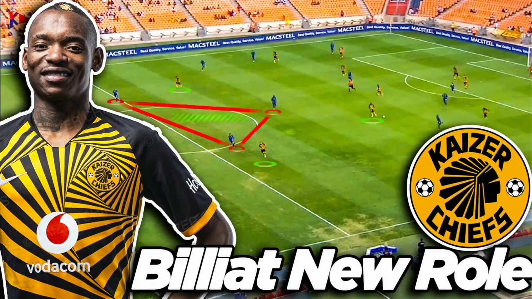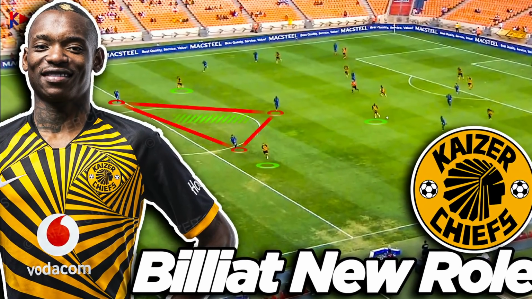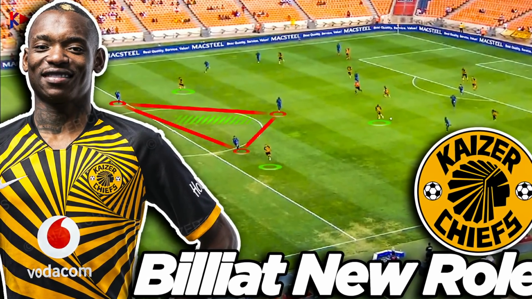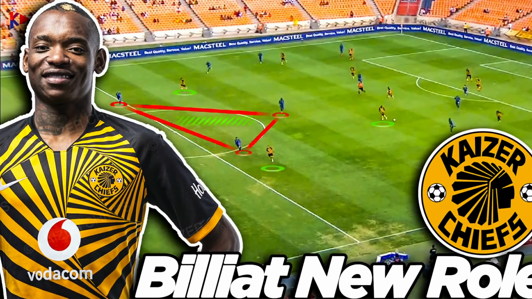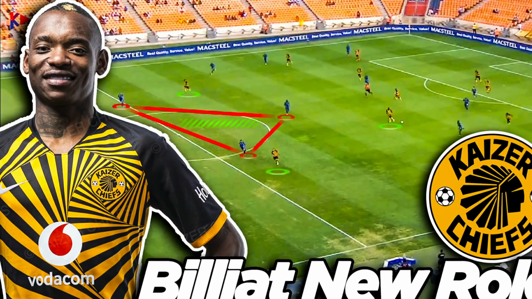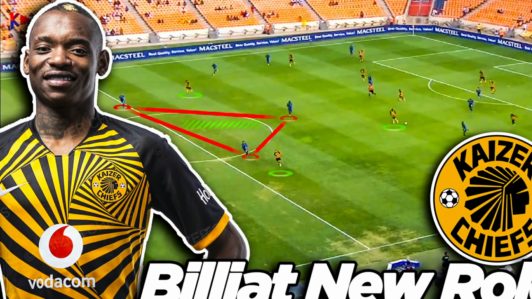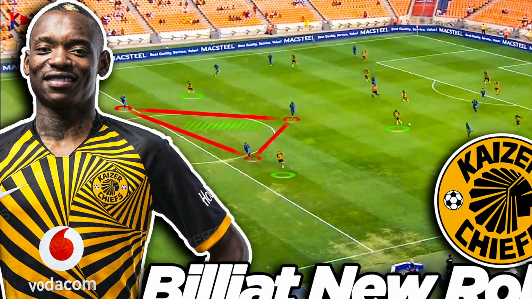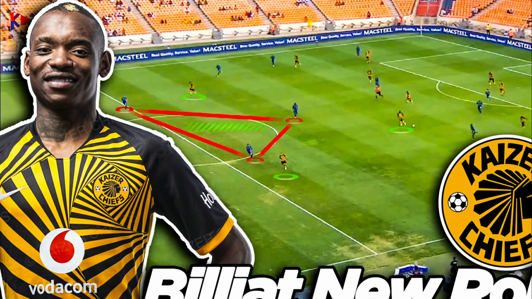Guys, this is just a short analysis of Khama Billiat's new hybrid role at Kaizer Chiefs, being implemented by Ernst Middendorp since the Zimbabwean international has made his comeback from injury. Billiat is playing a new hybrid role.